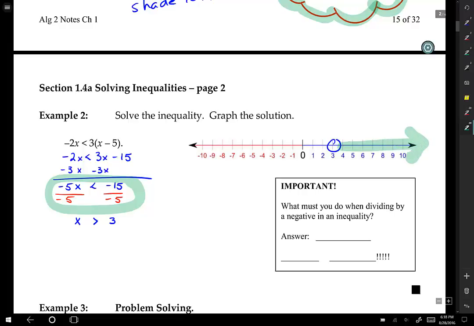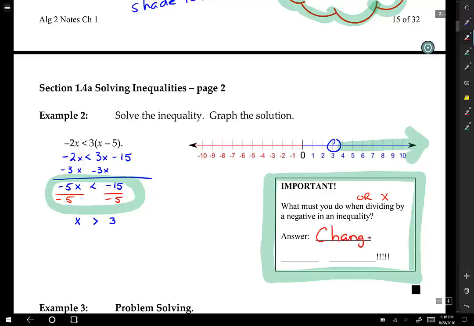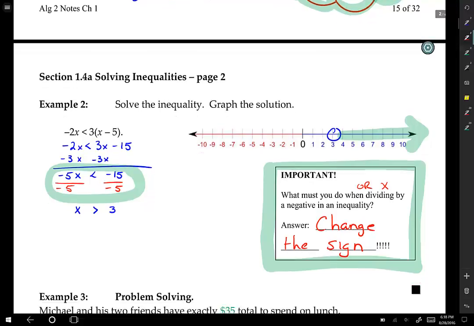Remember, an open circle means you go up to the number, but we don't include that number. So I put this as an important note here. Remember, what must you do when you divide or multiply by a negative? Very simply, you change the sign. Okay? You change the inequality to the opposite.